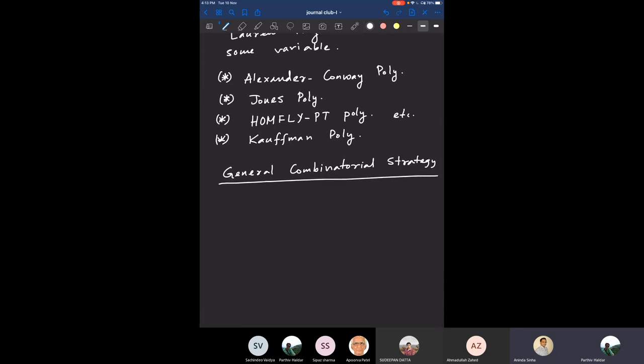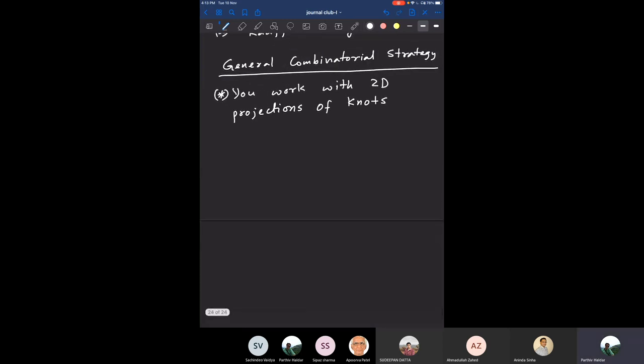Okay. The general combinatorial strategy is that you work with 2D projections of the knot, that means you project the knots on some 2D plane. But then you have to prove that whatever knot invariant you define is invariant under ambient isotopy. From the 3D perspective ambient isotopy is very simple, but from the 2D perspective, it can be understood in terms of what are known as Reidemeister moves.